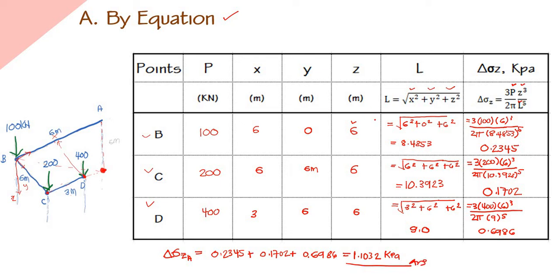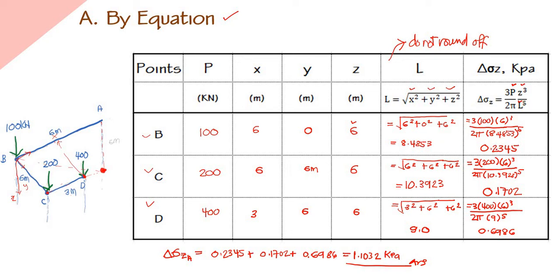So, an important reminder in solving for the value of L: please do not round off. If you are to calculate the values for L, save the values on your calculator. So do not use, for example, 8.4853, but use the value that was calculated from the calculator, so that we do not have a double round off. Okay, so same for here.